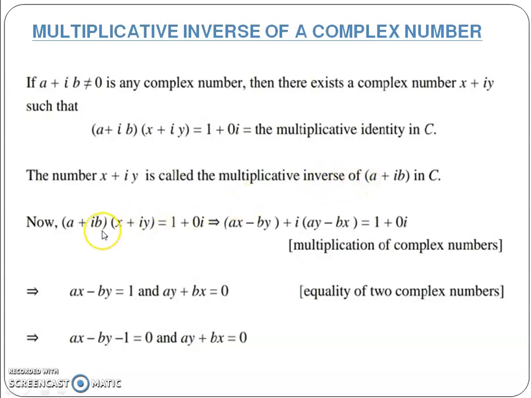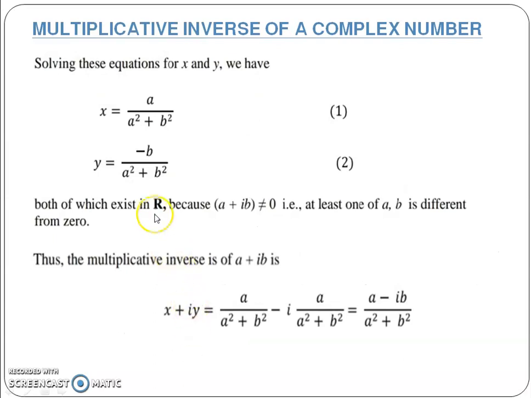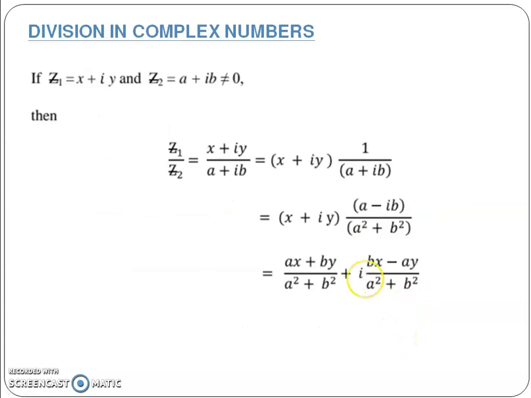So if I multiply the two numbers and separate their real and imaginary parts and equate the two complex numbers, equating the real and imaginary parts on both sides, I get two equations in x and y. On solving these two equations, I'll get the values of x and y. So the multiplicative inverse of a plus iota b is now (a minus iota b) upon (a squared plus b squared). Using this, we can solve the division in complex numbers.